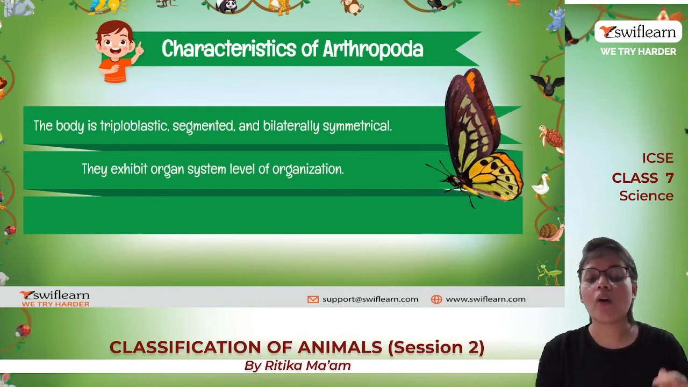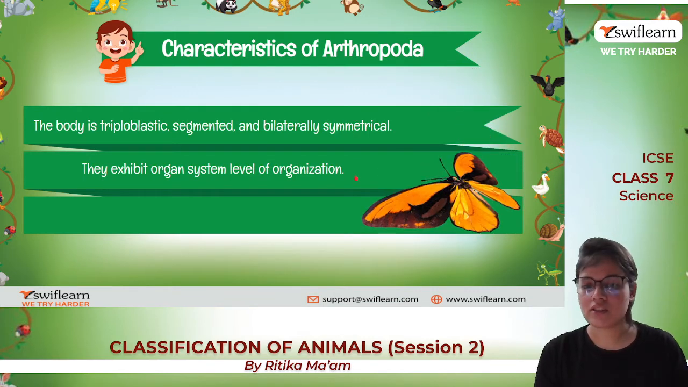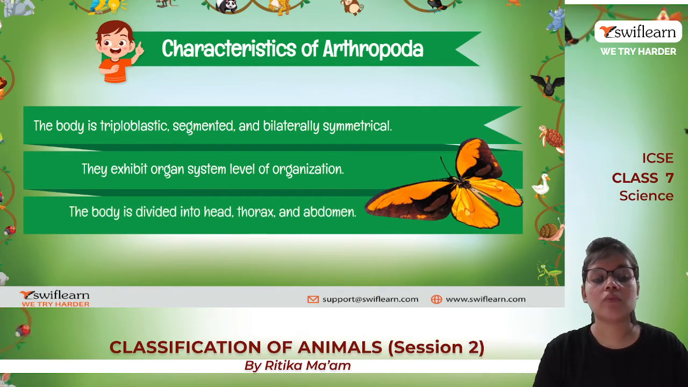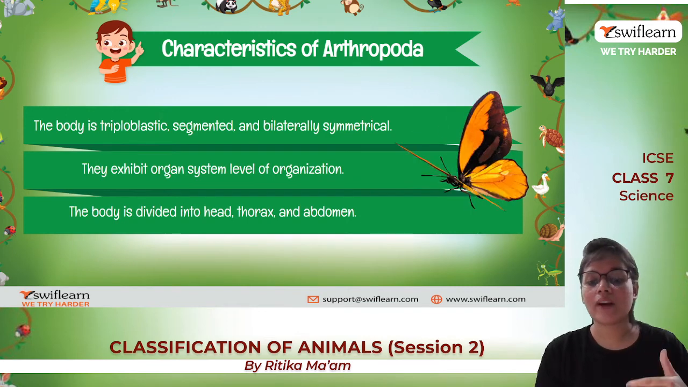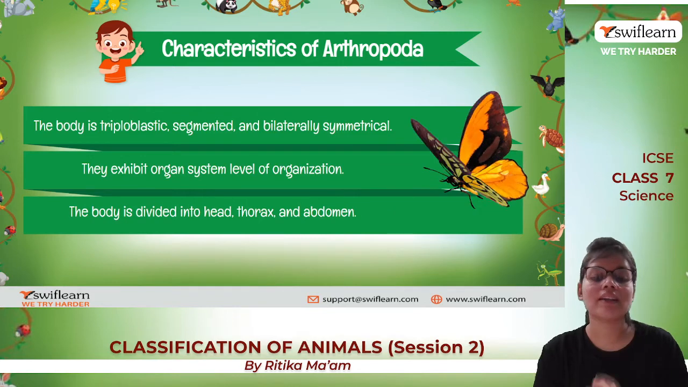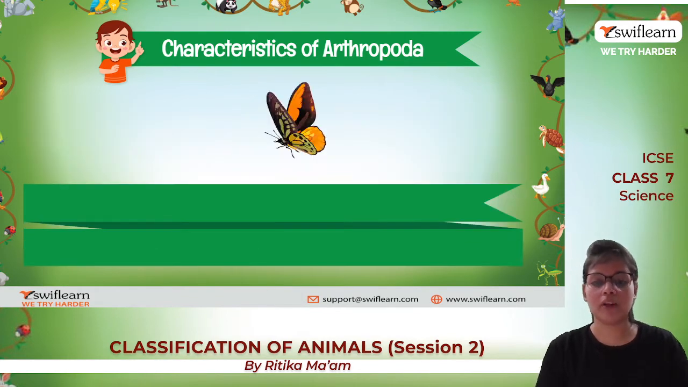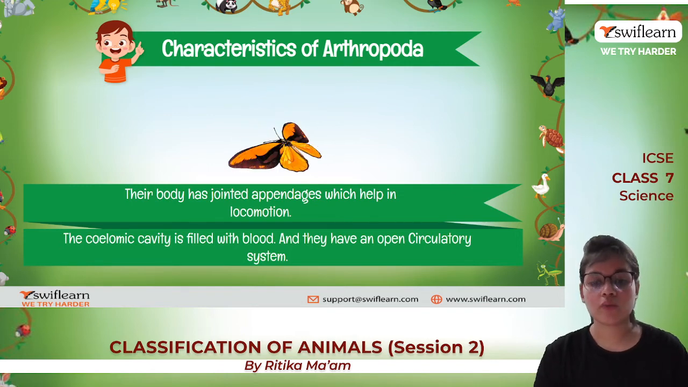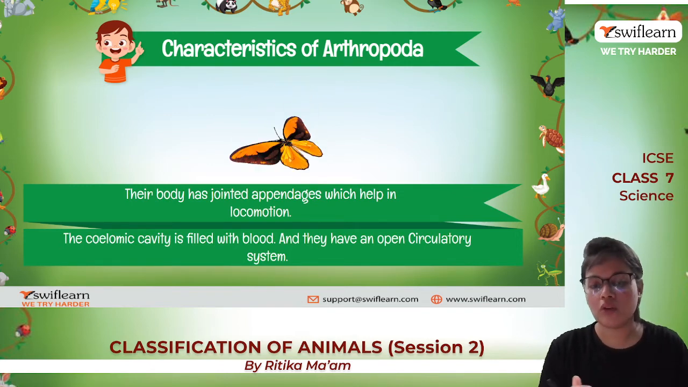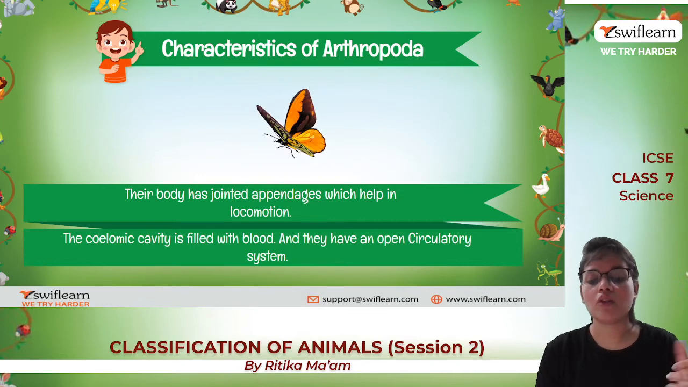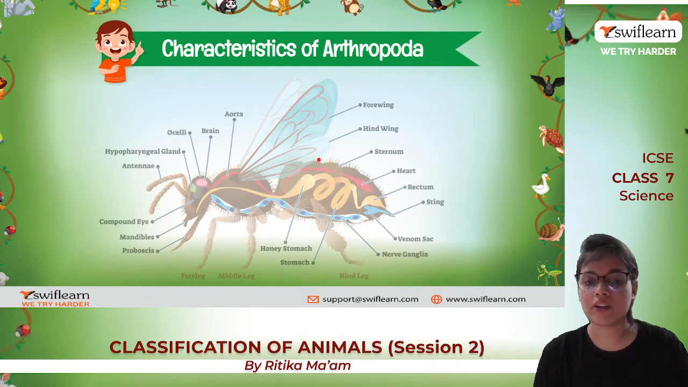Then they exhibit the organ system level of organization. Their body has organ systems, and it is divided into head, thorax and abdomen. So the body has divisions which are mainly three parts: head, thorax and abdomen. Their body also has jointed appendages which help them in locomotion, and their coelomic cavity is filled with blood. Their circulatory system is open, so they possess an open circulatory system.